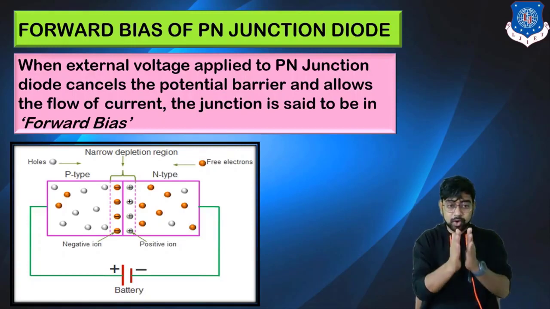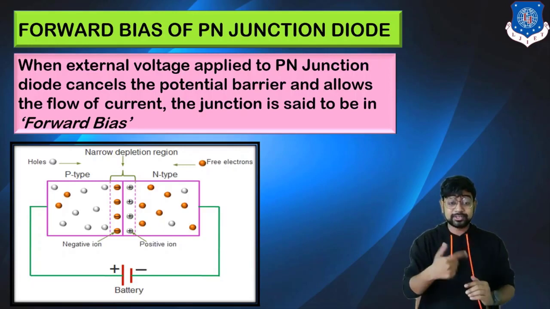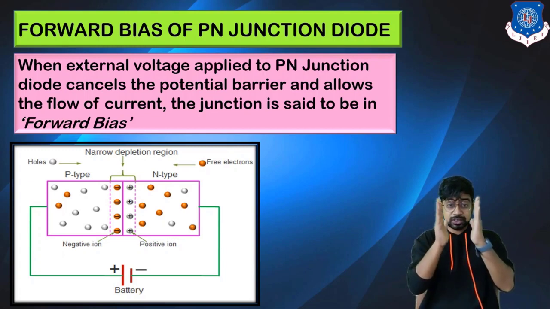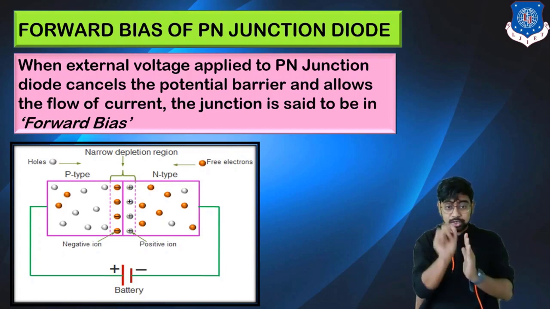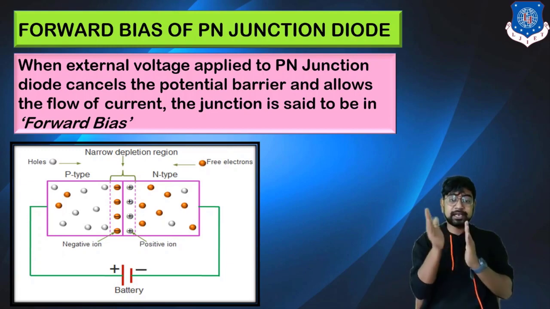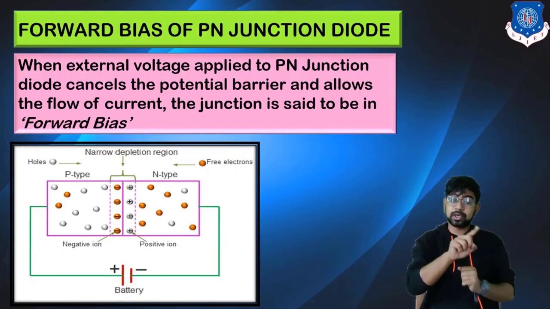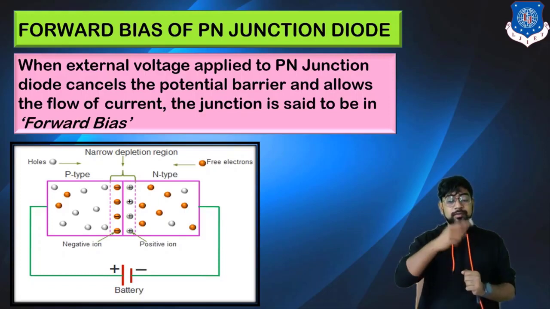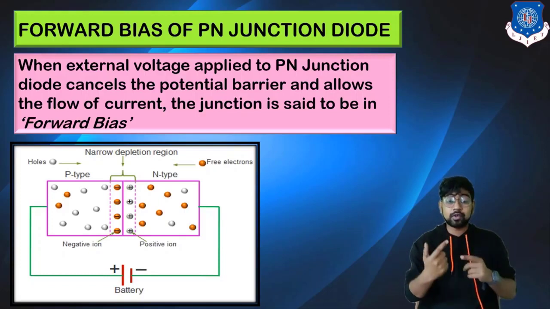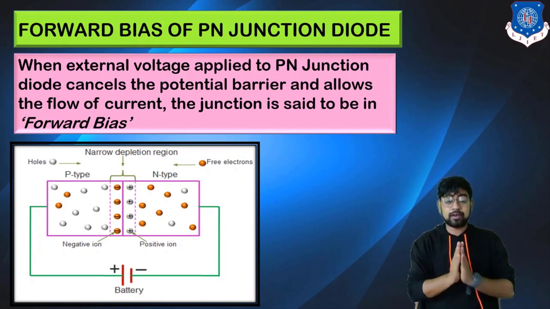As you increase the battery voltage, the depletion region will be shrinking. At a particular voltage, when it shrinks completely and current starts flowing, electrons go from the negative to the positive terminal, that is the reverse flow, and the holes go from the positive end to the negative. They start flowing at a particular voltage of the battery. When this happens, that is your threshold voltage.